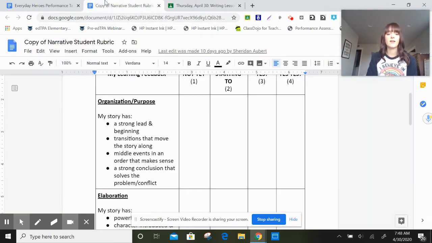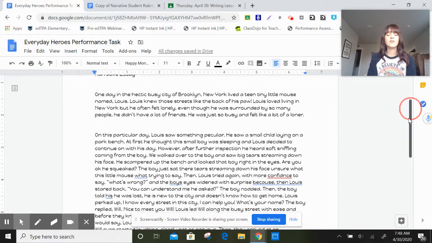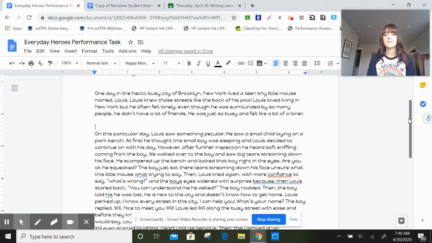He's our main character here. Okay, so on this particular day, Louis saw something peculiar. He saw a small child laying on a park bench. At first, he thought the small boy was sleeping, and Louis decided to continue on with his day. However, after further inspection, he heard sniffling coming from the boy.